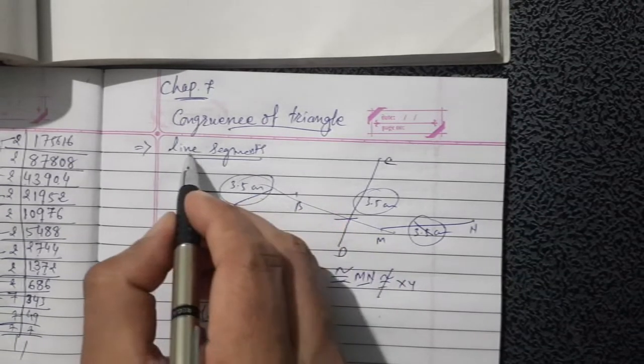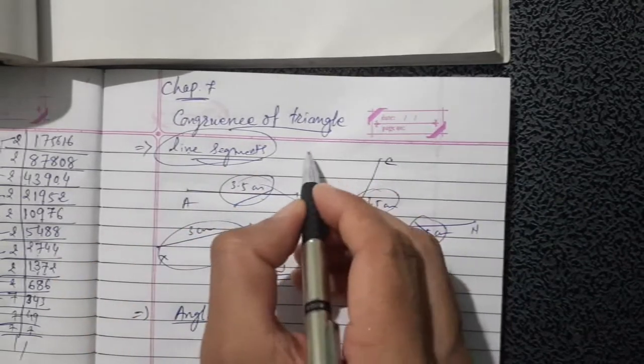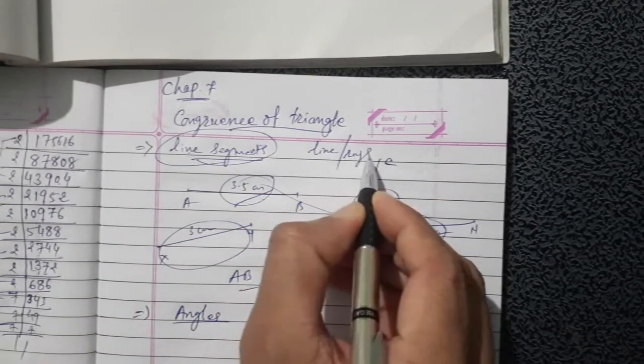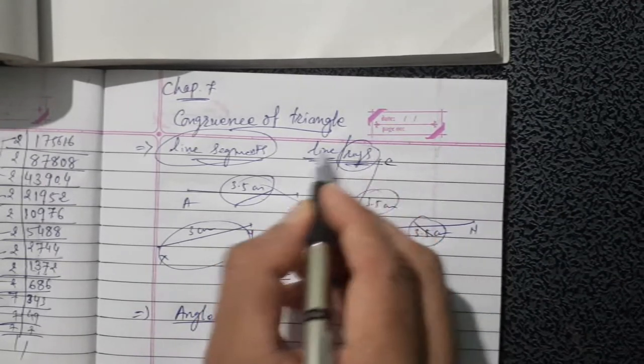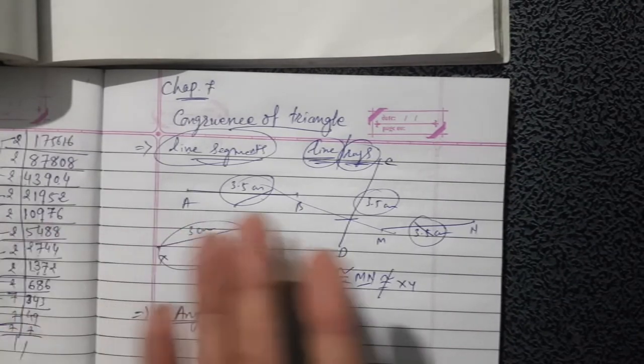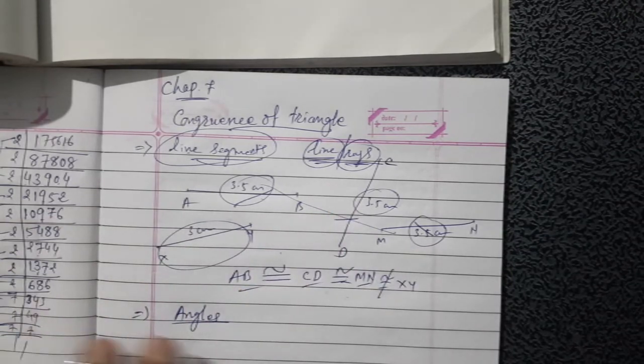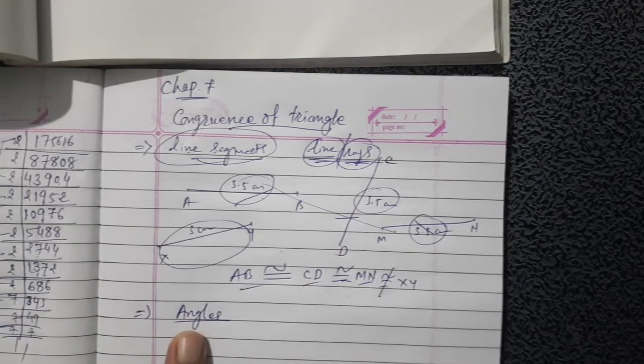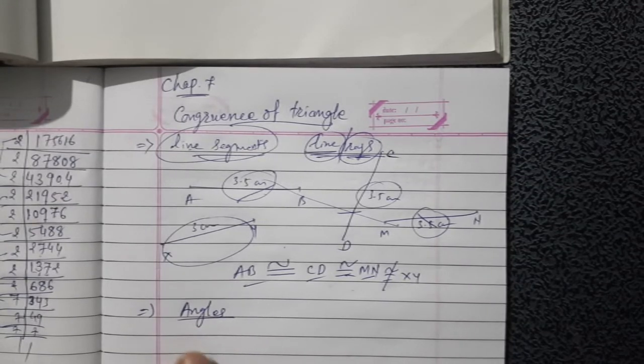Now, line segments can be congruent, but what about lines and rays? All lines and rays are always congruent because both are endless, which means they have the same length. Now what about angles? If two angles have the same measure, then they are congruent.